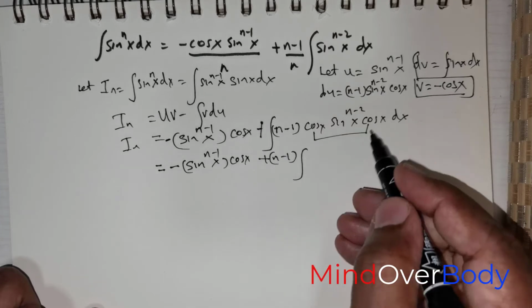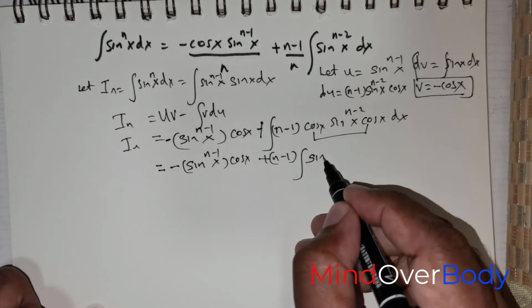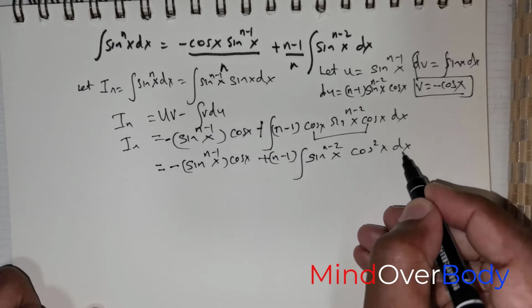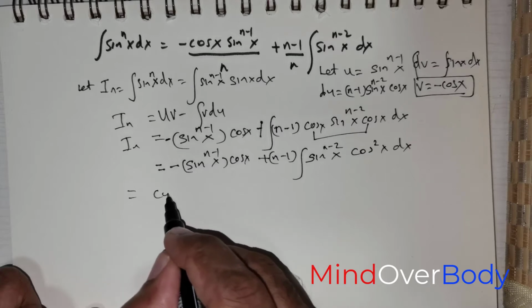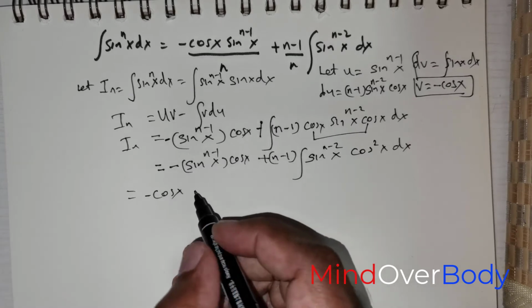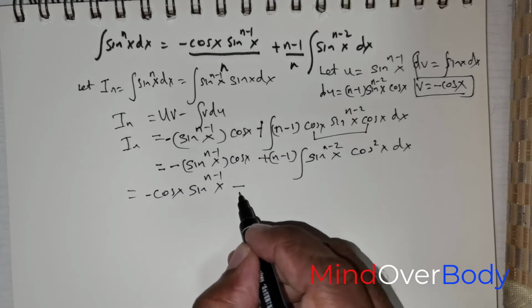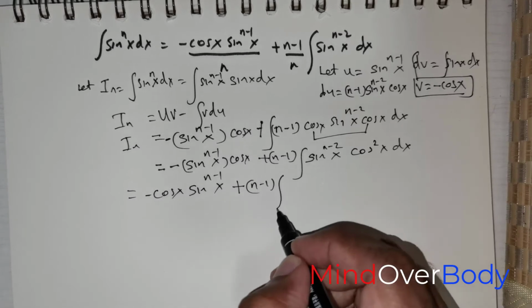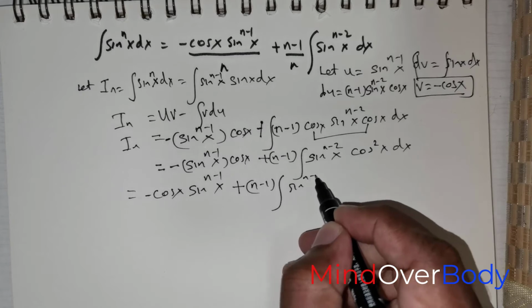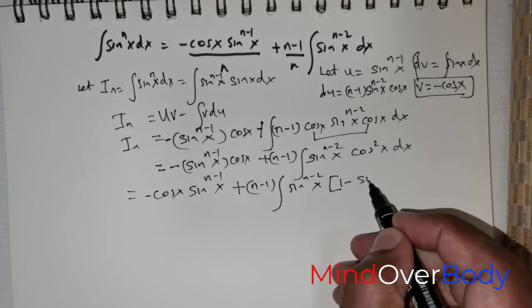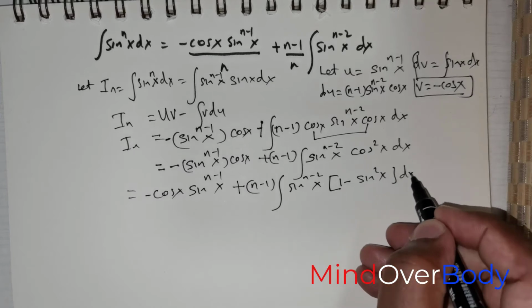Now cos x times cos x is cos squared x. So this is going to be sine raised to the power of n minus 2 x times cos squared x times dx. So I can rewrite this as negative cos x times sine raised to the power of n minus 1 times x, positive n minus 1 times sine raised to the power of n minus 2 times x times cos squared x, which can be rewritten as 1 minus sine squared x, times dx.